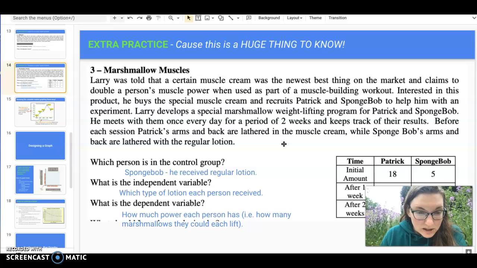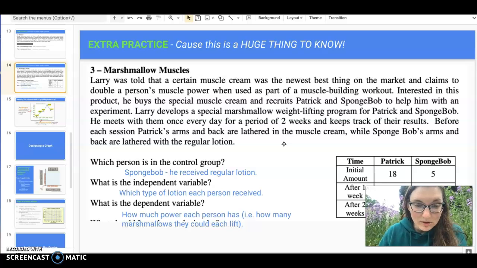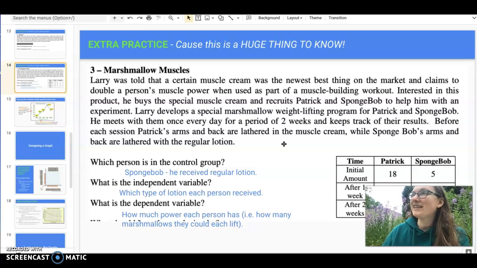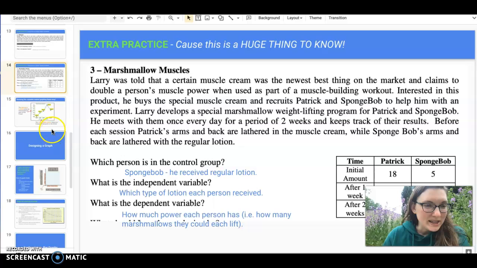And what is the independent variable? Which type of lotion. That's the thing that the scientists are deciding. And what's the dependent variable? How much power each person has. So again, what's the thing we're interested in? It's how much weight can they lift in that situation.